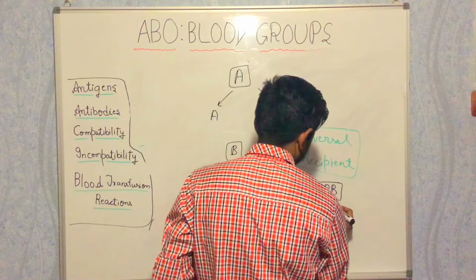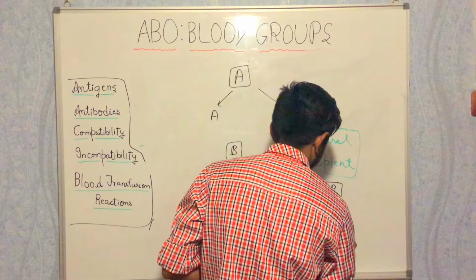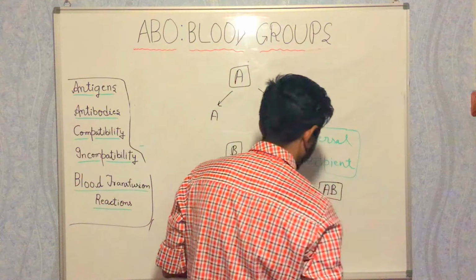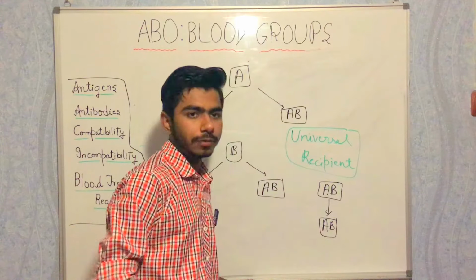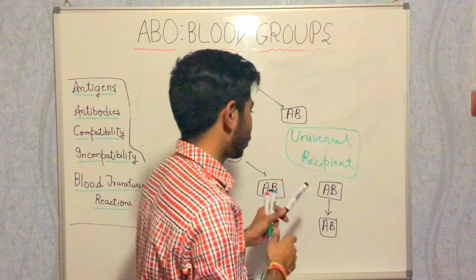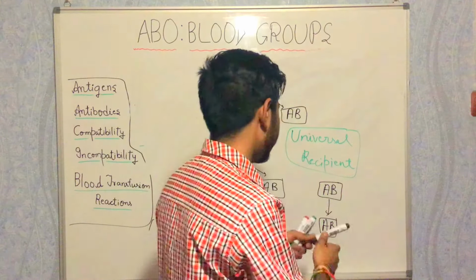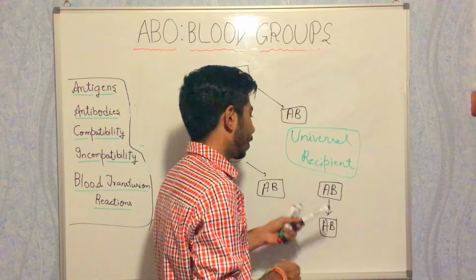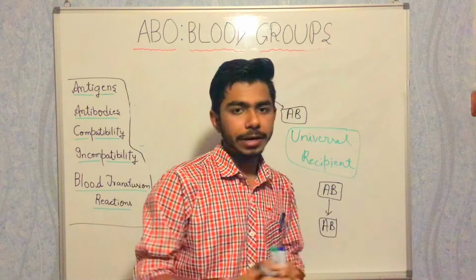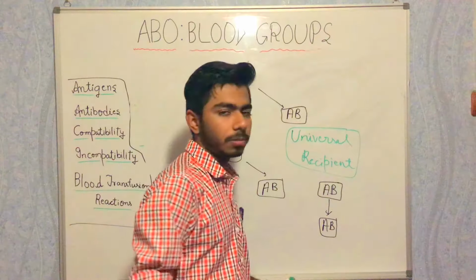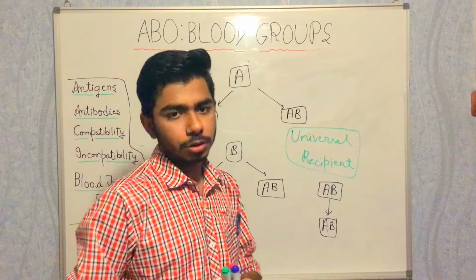Now if we talk about blood group AB, this blood group can be given to AB only. Why? Because they have both antigens. If we give it to A, then the anti-B antibody will react to this. If we give it to B, then the anti-A antibody will react to this. And if we give it to O, they have both antibodies, anti-A and anti-B, so they will definitely react with this blood group. So AB blood group can be given to AB blood group persons only.